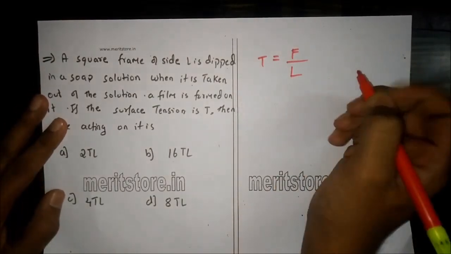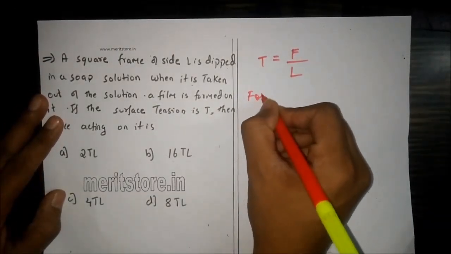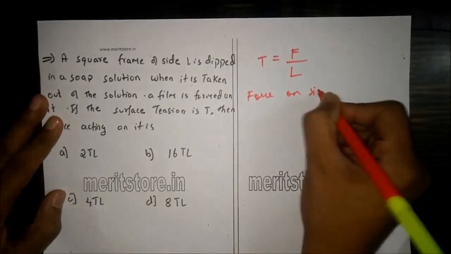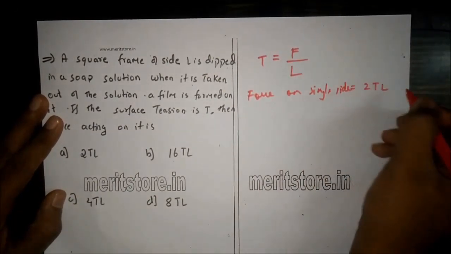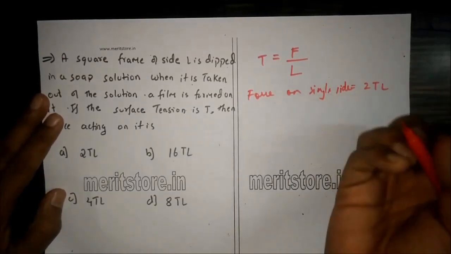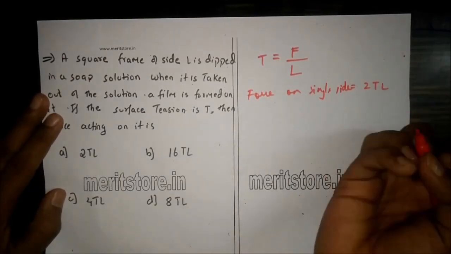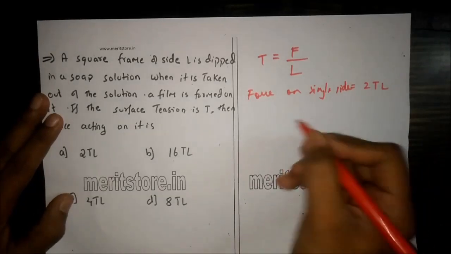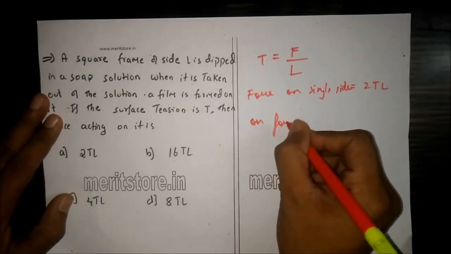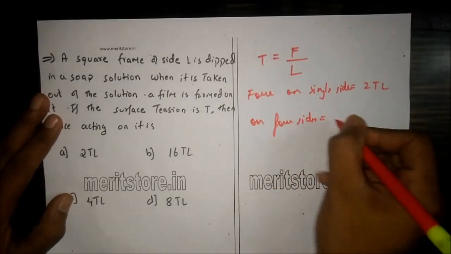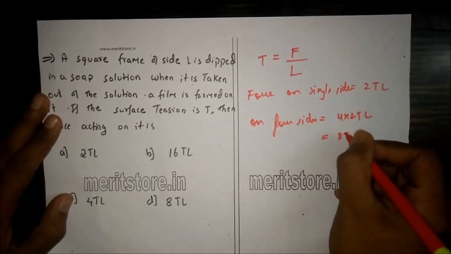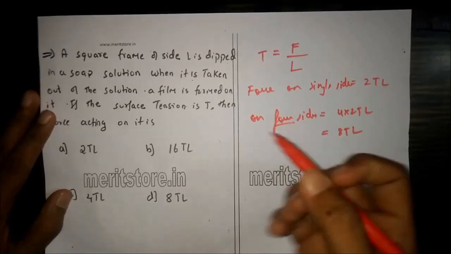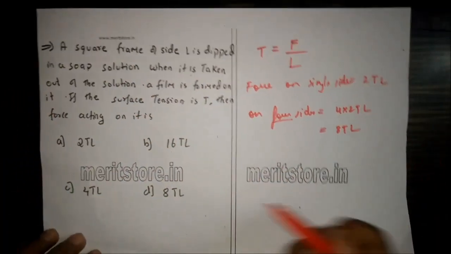Therefore, the force acting on a single side is equal to 2TL, since the surface tension occupies twice the area or twice the length. Therefore, the force acting on four sides will be equal to 4 into 2TL, which is 8TL. Here we take four sides because it's a square frame. Therefore, the correct answer is option D.